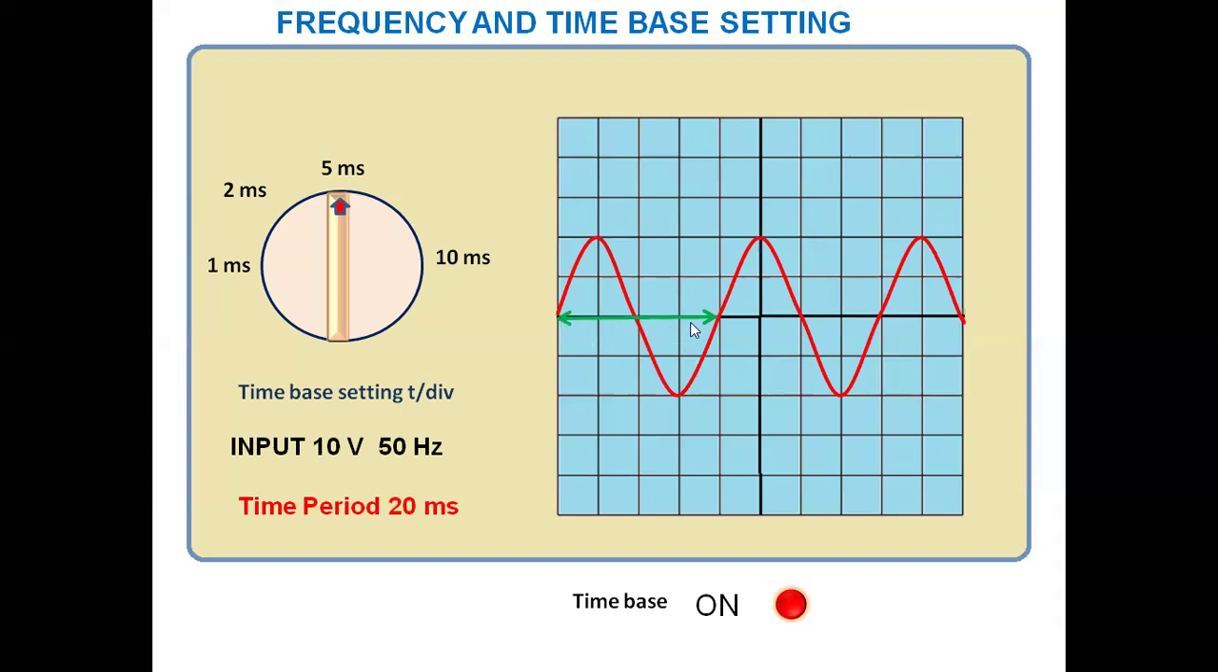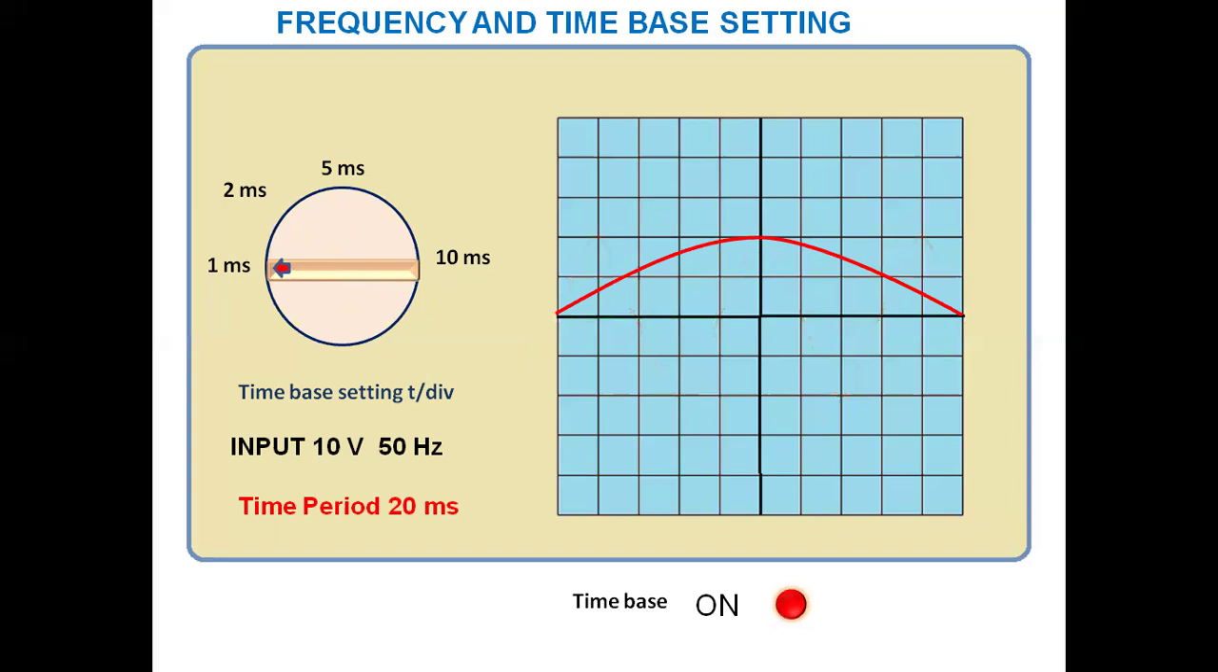So one wave is occupying 4 blocks. Each block is 5 millisecond. Each block is representing horizontally 5 milliseconds. So 5, 10, 15, and 20. So the time of one wave is 20 milliseconds. So that time is not changed. It is same, but the setting is changed. So the appearance of the trace has also changed. Now let us change it to some other value.